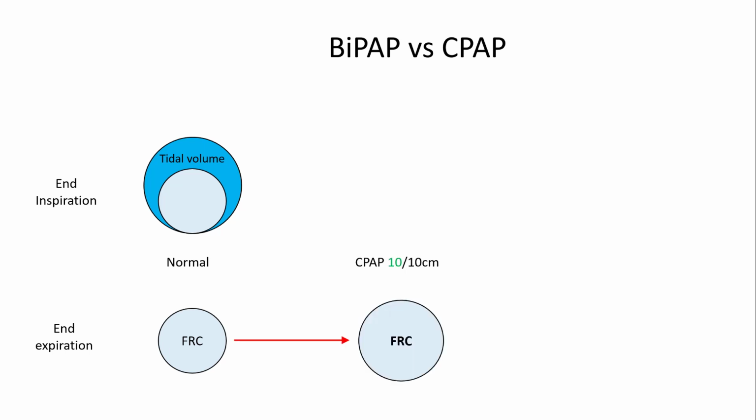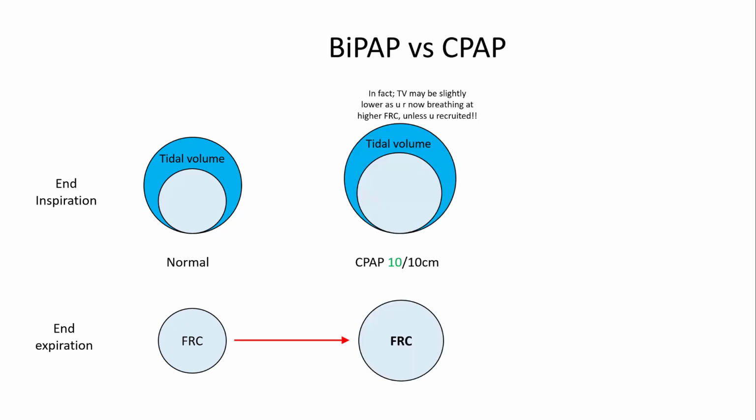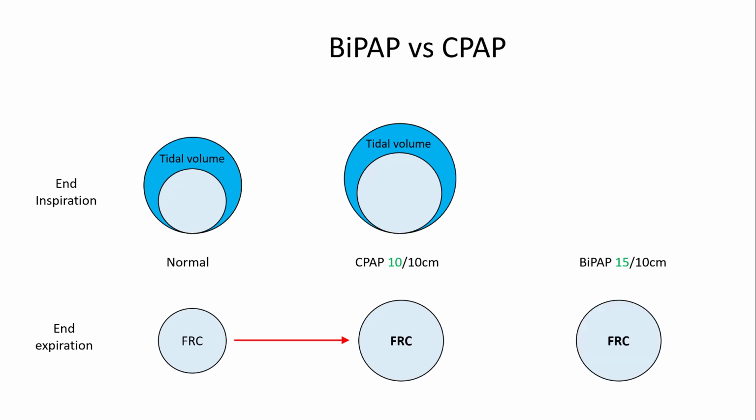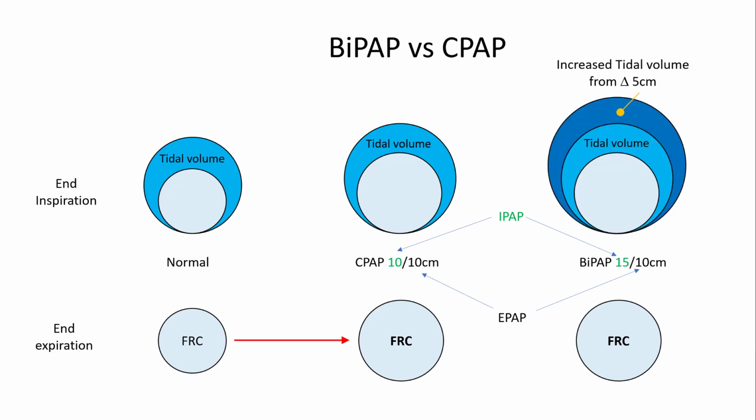When you apply the CPAP, your FRC increases, and when you inhale, you don't get any extra support during inhalation because the pressure remains the same. Your tidal volume may in fact be slightly lower than before, as you are breathing at a higher FRC. When you apply BiPAP, you apply a differential pressure during inspiration and expiration. So the EPAP, that is the lower number, is the same as the CPAP. And when you give that differential pressure during the inhalation, that gives you increased tidal volume.